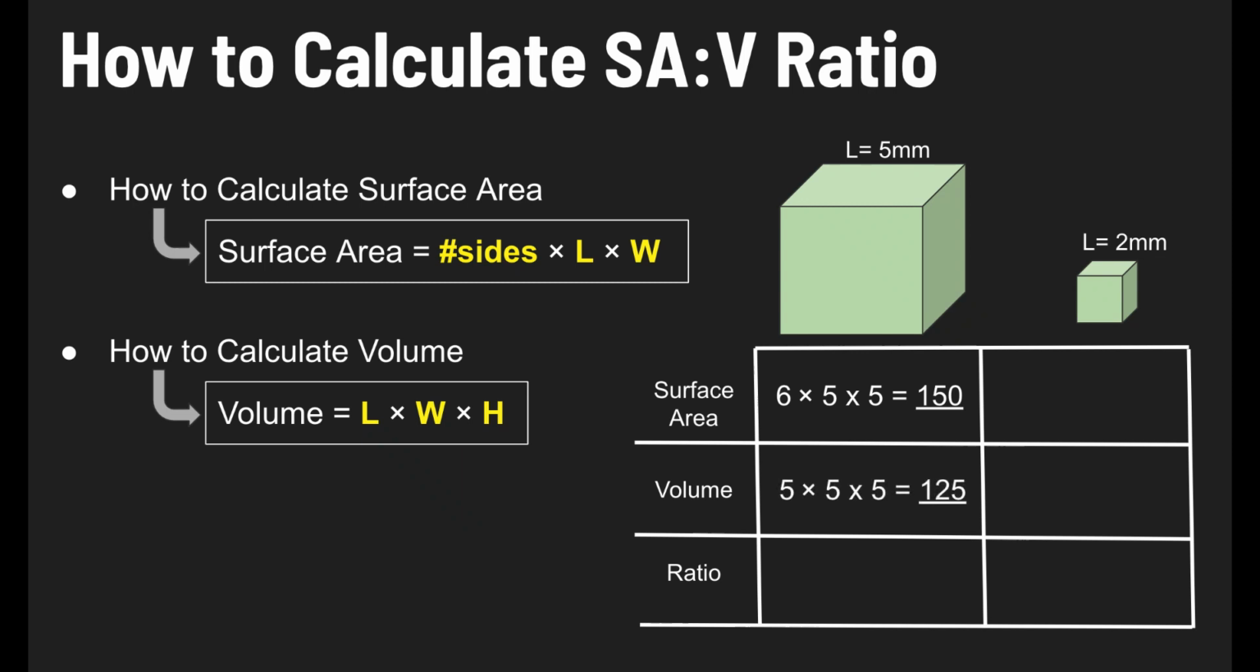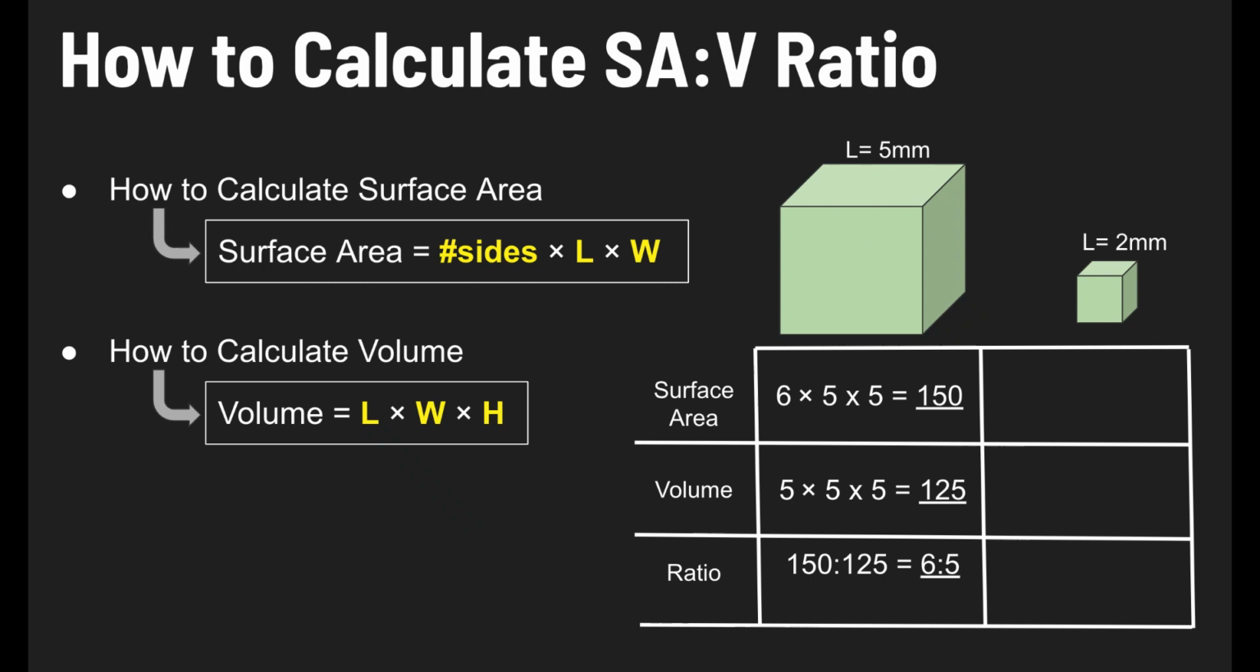Okay. What about the cell's volume? Well, each side is 5 millimeters. So 5 times 5 times 5 is 125. If you were to put this in a ratio, it would be 150 to 125. You can simplify that. Kind of think of it like a fraction that you can simplify. You can simplify it down to a 6 to 5 ratio. That would be the ratio.